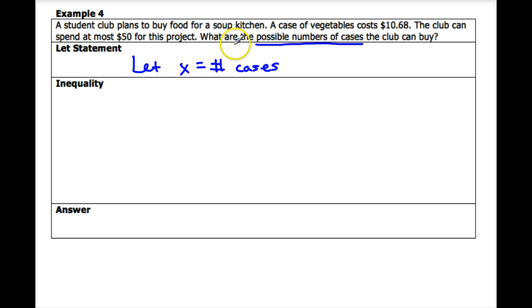Okay, my goal is $50 for this one. So 50 is going to go over here on the right side. And we know that one case of vegetables costs $10.68. Okay, so that means that x cases would be 10.68 times x. Okay, 10.68 per case. So this is another problem where we have to multiply the price by the number of things, in this case the number of cases.